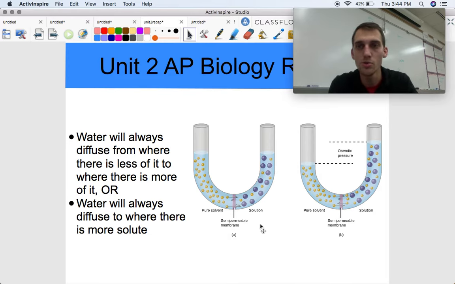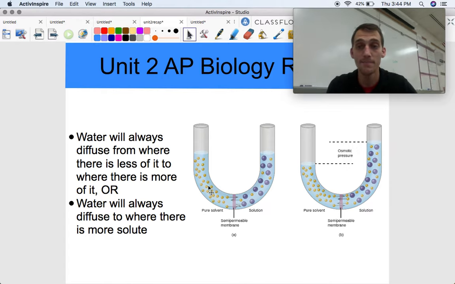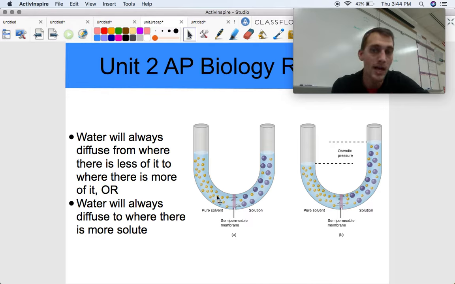So here's a little U-shape. This is a classic experiment. If I have a semi-permeable membrane that only water can get through, and I have pure water on one side and water with a solute on the other side, where is water going to diffuse? It's not evenly concentrated on each side. Water is going to follow where the solute goes.